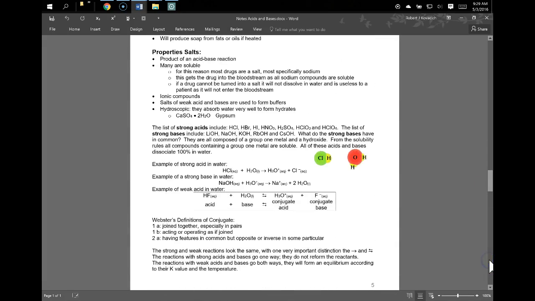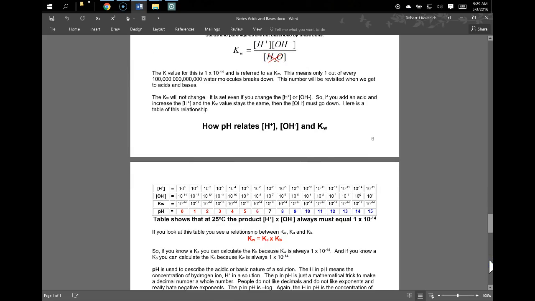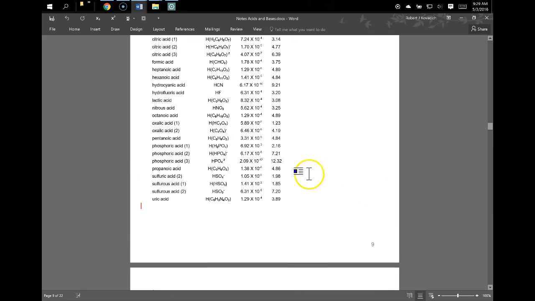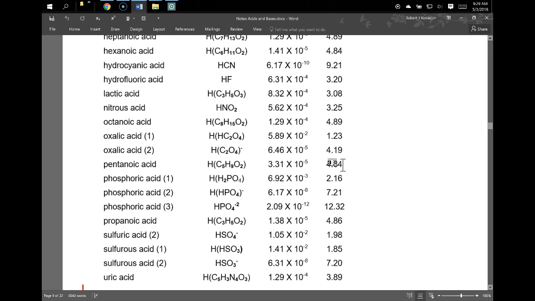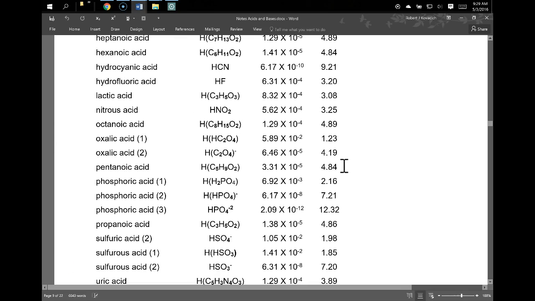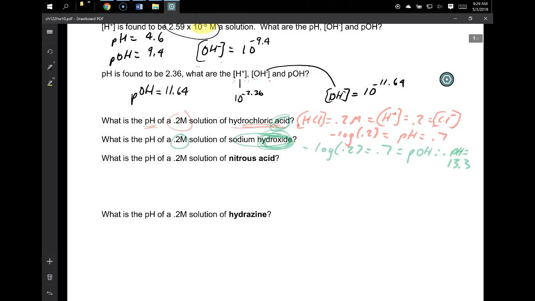Do that, fly down here. And what is it? Sorry, nitrous acid? Is that right? Yep. All right, so nitrous acid is this, 5.62 times 10 to the minus fourth. Okay. So I have a Ka equals 5.62 times 10 to the minus fourth. All right, so this is going to be equal to x, and 0.2. So what's the x, 0.2?